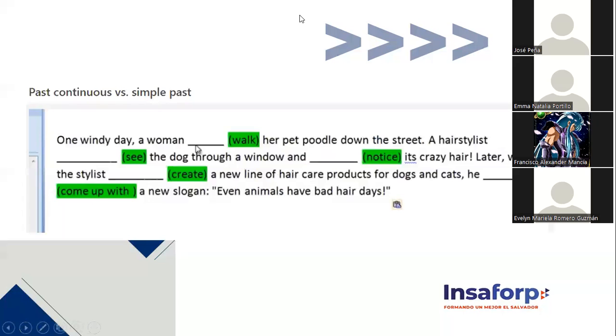Okay, let's complete this one. I'm going to choose one. When you finish, let me know on the chat. We need to use all these first, which are in green color, to complete the ideas. Go ahead, please.